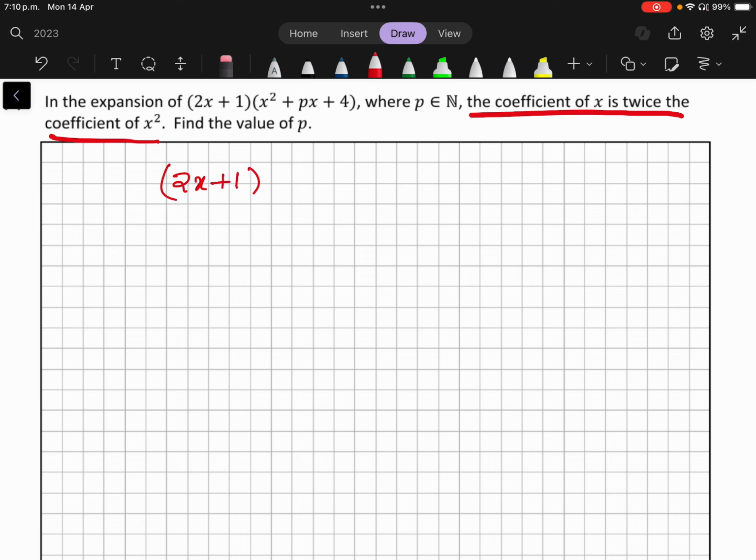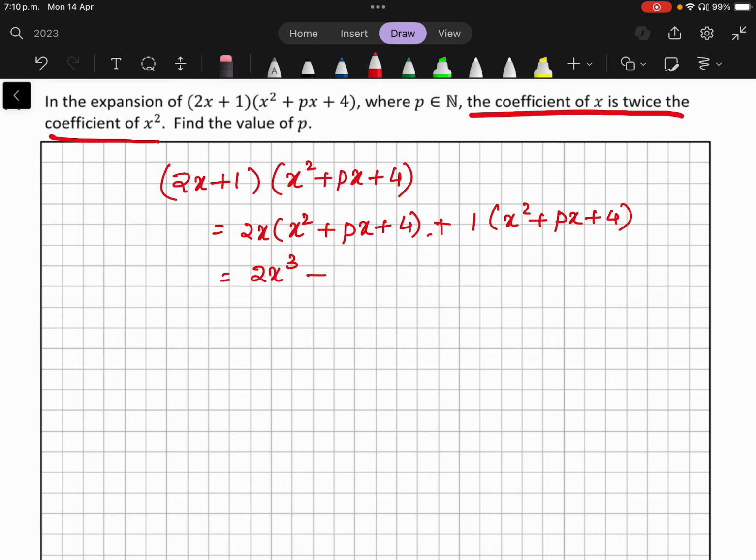So if you take (2x + 1)(x² + px + 4), first you have to expand it. That is 2x times (x² + px + 4) plus 1 times (x² + px + 4). Expansion for an algebraic expression like this, with two terms or three terms, is the same however many terms it has. Then this will be 2x³ + 2px² + 8x + x² + px + 4, and I will collate.